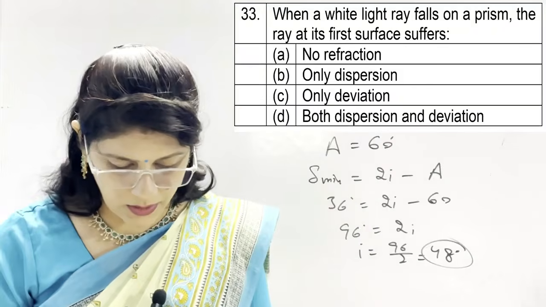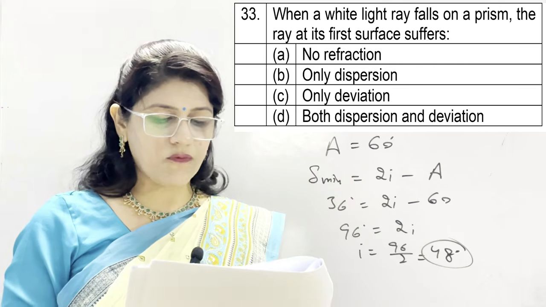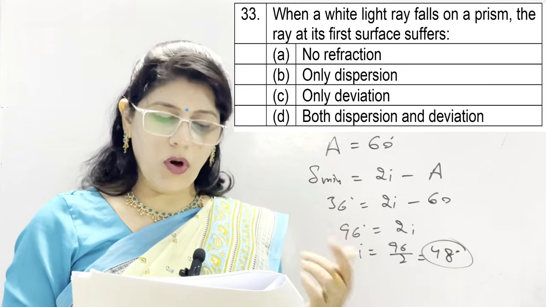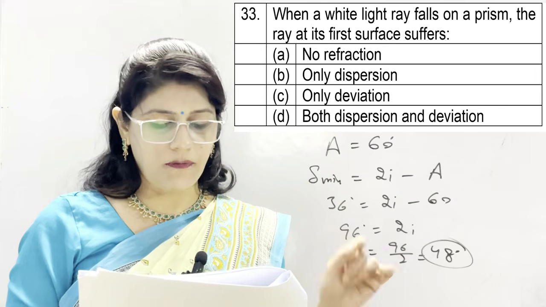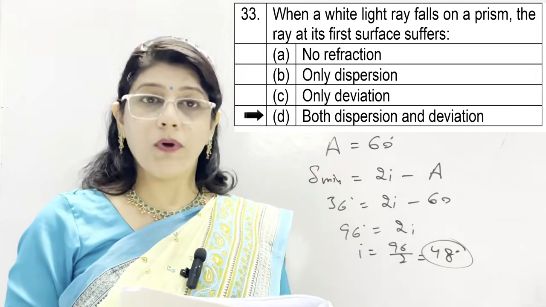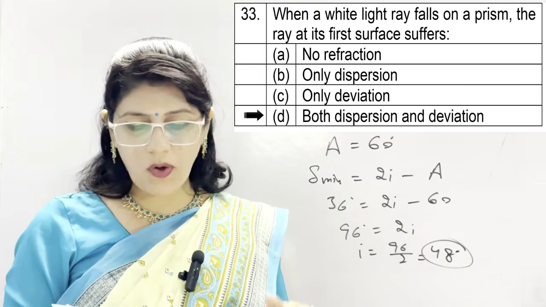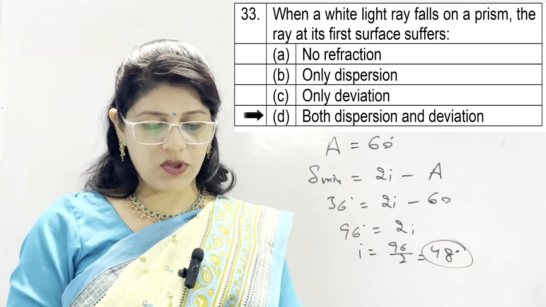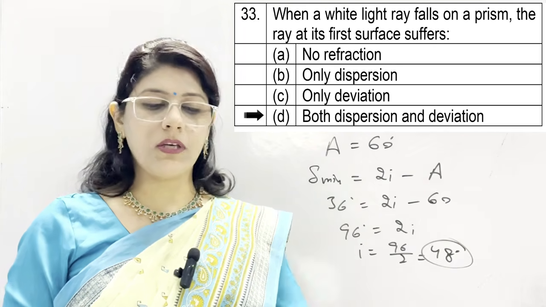Now coming to question number 33, when a white light ray falls on a prism, the ray at its first surface suffers: A option, no refraction, B only dispersion, C only deviation and D both dispersion and deviation. And the correct option is D, both dispersion and deviation, because deviation occurs at both the surfaces of the prism, dispersion occurs only at the first surface. So they have asked about the first surface, so both dispersion and deviation occur at the first surface of the prism. So correct option is D.